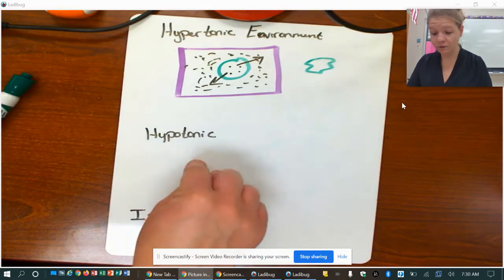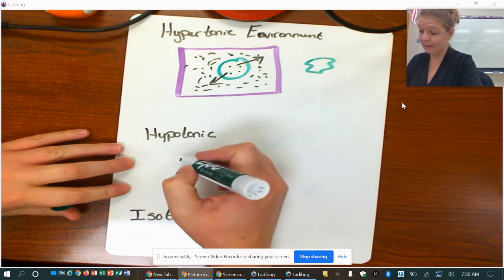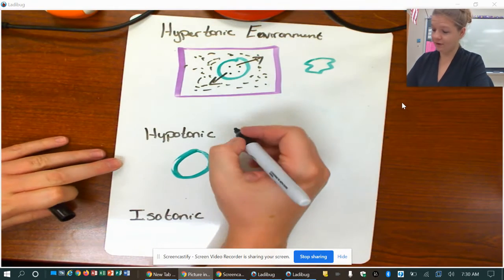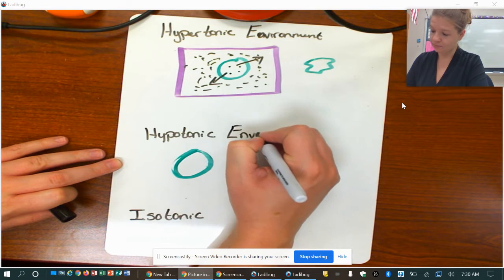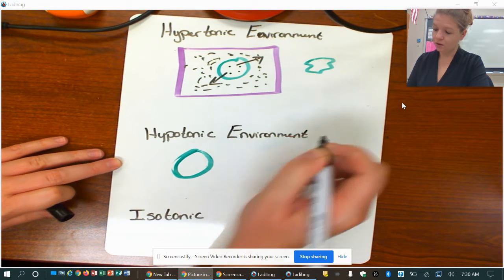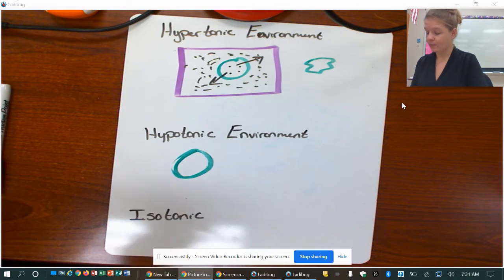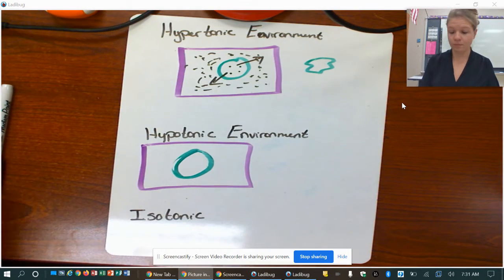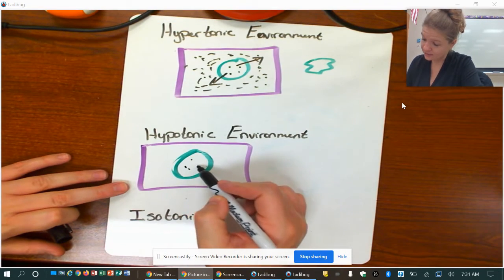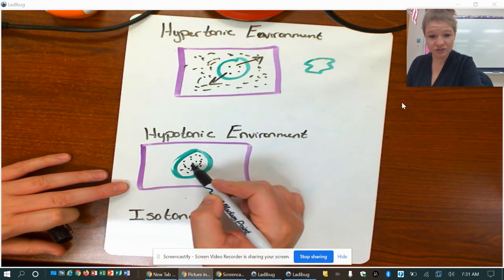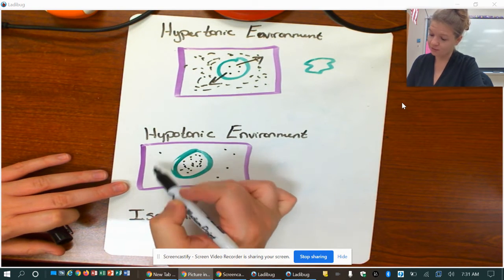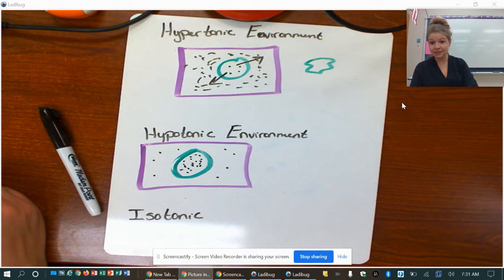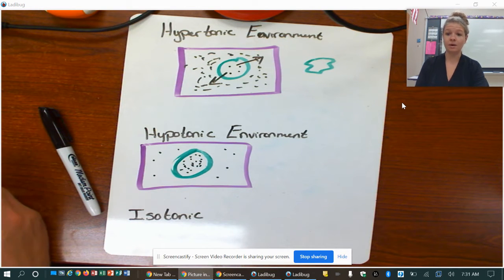Now, in a hypotonic environment, the opposite happens. Hypo, low. So the cell, remember, you always want to say what kind of environment. The hypotonic environment. So you have your cell. You have your container. In a hypotonic environment, inside of your cell has a lot of concentration. Outside, not so much.